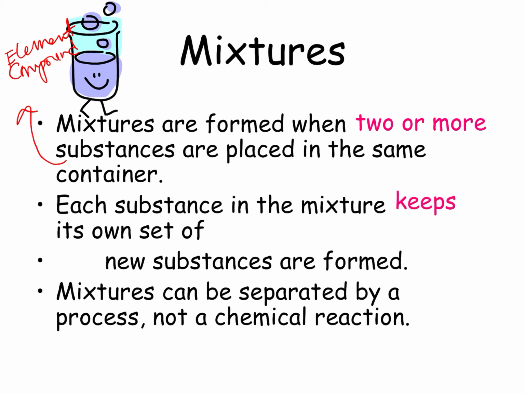Each substance in the mixture will keep its own set of properties, and you don't form anything new. They're just sharing the same space. They're getting mixed together, for lack of a better word. They are not chemically bonding into anything brand new. To separate a mixture, you will use a physical process, not a chemical reaction. So again, because chemical bonds were not formed when a mixture was made, you don't need to use a chemical reaction to break those bonds. The particles are evenly distributed or mixed together in some kind of way, and there are procedures that we can use to get rid of them.